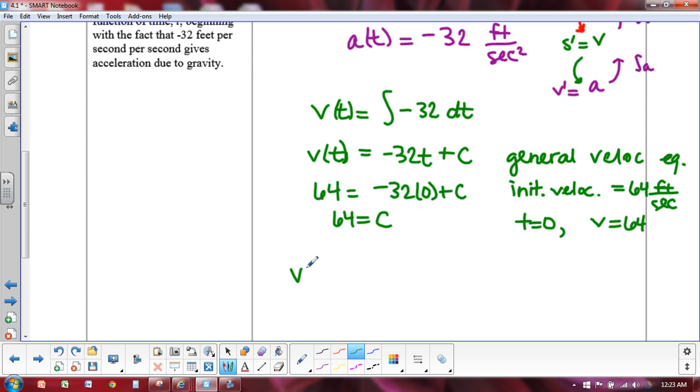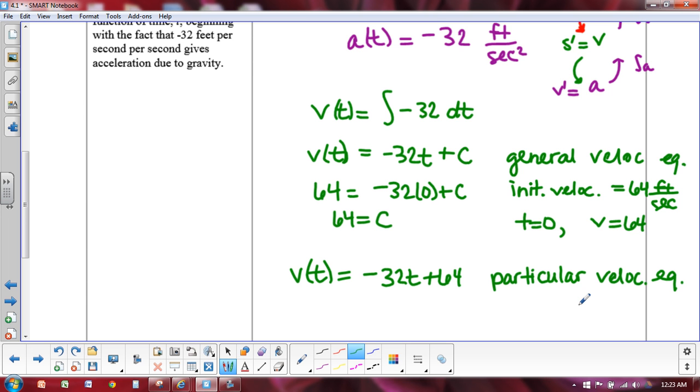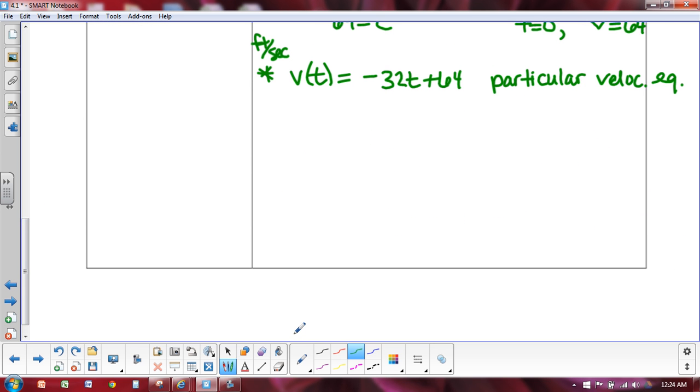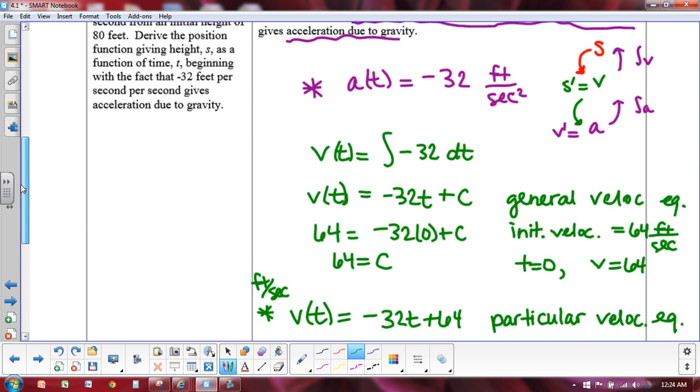So then I can come back and say that velocity, v of t, is really negative 32t plus 64, and this is what we call a particular velocity equation. We were able to figure out what the plus c was. Well then, and you might want to note the units, so a of t was in feet per second squared. We're backtracking, so v of t is in feet per second. If I integrate and backtrack again, I could get to position.